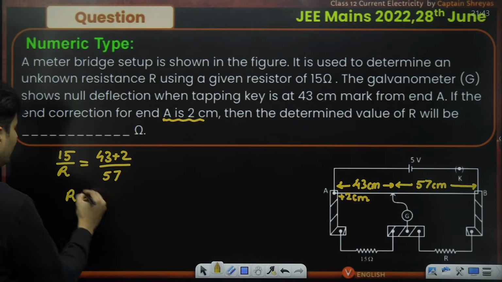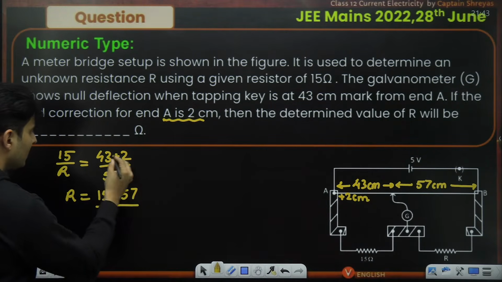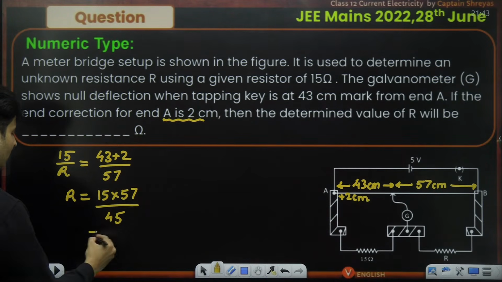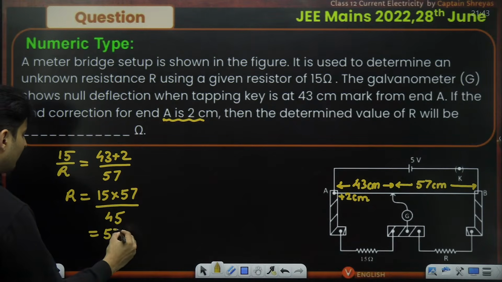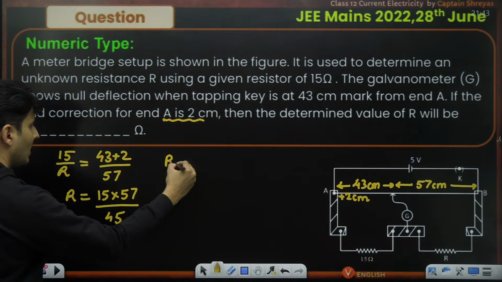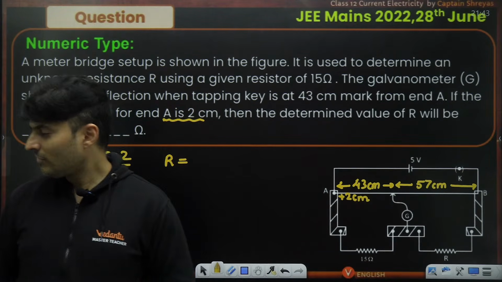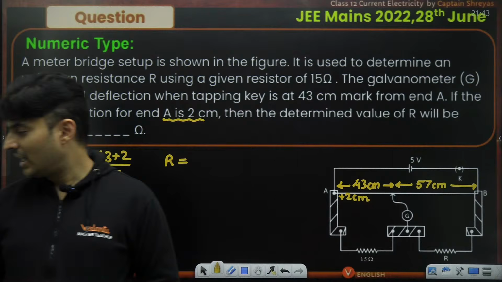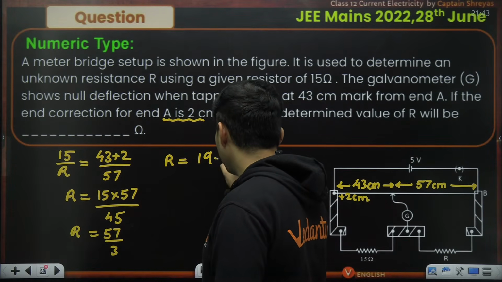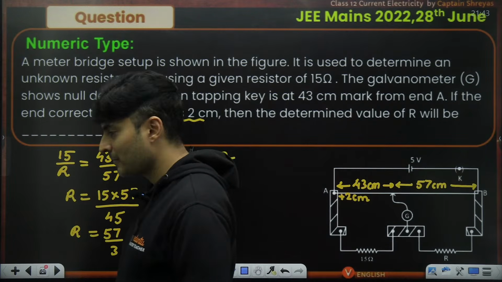So therefore, R will be equal to 15 multiplied by 57 divided by 45. 43 plus 2 is 45. 15 goes into 45 three times, so it will be 57 divided by 3. Come on, guys. How much will R be? 57 divided by 3, 19. Yep. Perfect. Awesome. So R will be 19 ohms. That is how you solve it. Yes, correct answer is 19.